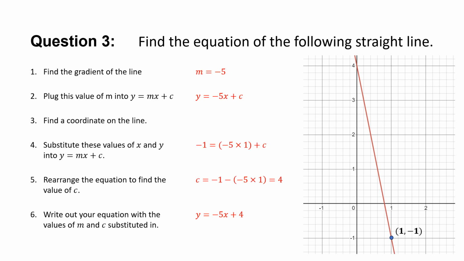So here we have a gradient of m equals minus 5. So we get y equals minus 5x plus c. We then find a coordinate. So I've chosen (1, minus 1). And we're going to plug these values in. So we get minus 1 equals minus 5 times 1 plus c. Rearranging this, we get that c is equal to 4. So we have c equals 4 and m equals minus 5. So our equation of this straight line is y equals minus 5x plus 4.